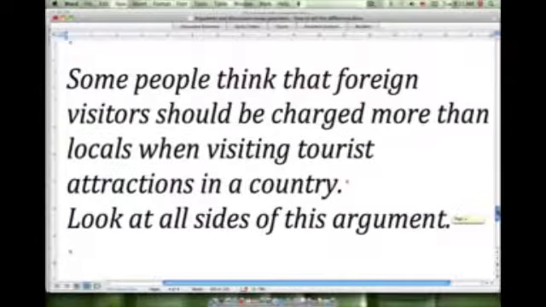"Look at all sides of this argument." I'll give you a few seconds. That would be a discussion style of response, because we're looking at all sides of the argument, which means the sides that support and the sides that refute. So, discussion style.